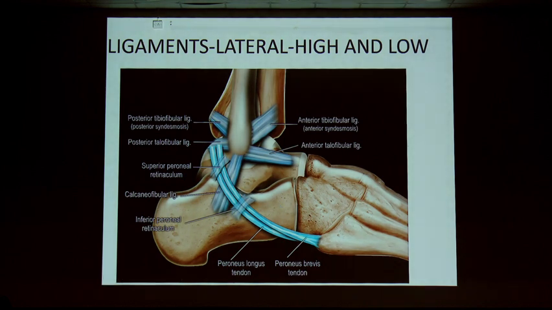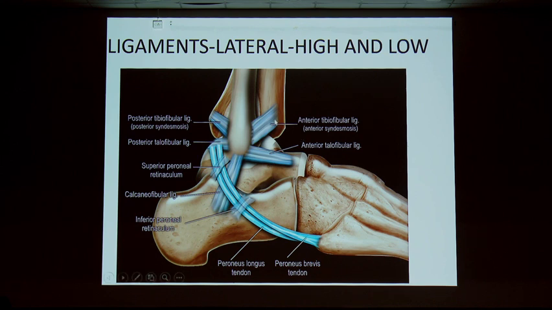Coming to very important areas, this is ligaments. Ligaments, lateral ligaments, medial ligaments. Lateral ligaments are divided into high and low ligaments. High ankle ligaments are anterior tibiofibular, posterior tibiofibular, and between these syndesmotic ligaments. And low ankle ligaments are anterior talofibular, posterior talofibular, and calcaneofibular ligament.